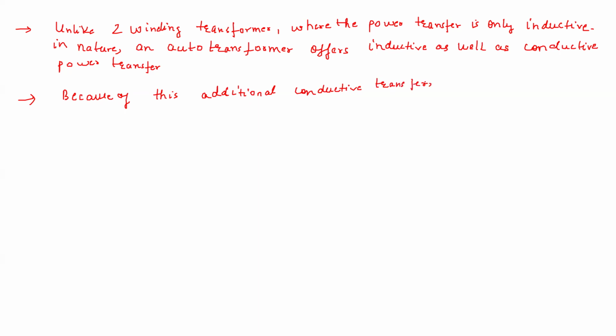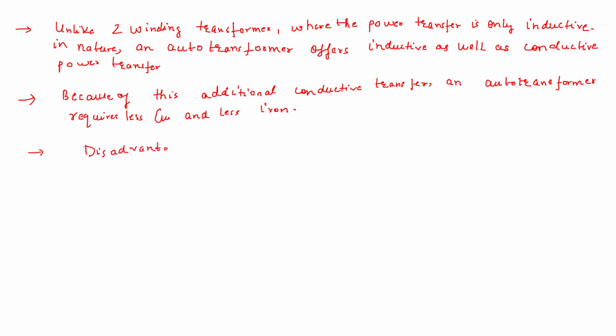an auto transformer requires less copper and less iron. Okay. So the disadvantage of the auto transformer is that there is no electrical isolation. Okay, so that is one disadvantage, which is a bit of a major disadvantage.